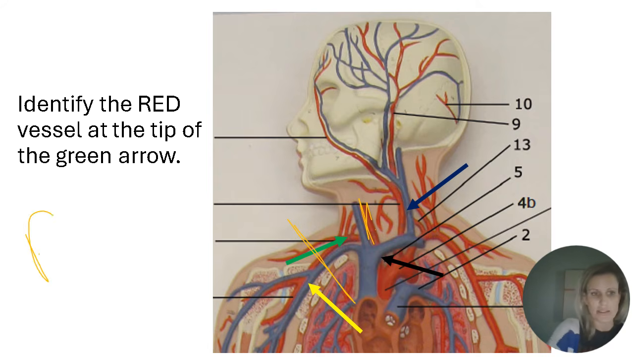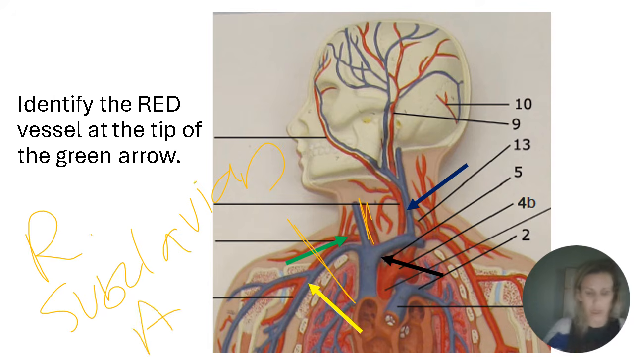So that's the right side. So right subclavian artery, like under the clavicle, subclavian. And after this, after the first rib, what does that turn into? That's the axillary artery.